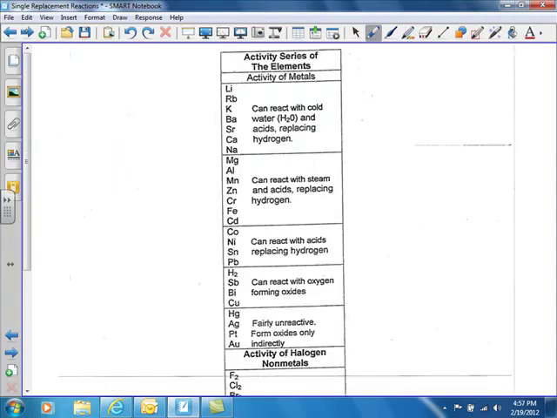I'm going to go to the next page because this will be a little bit larger. This should be the activity series that you should be finding. What this activity series basically shows is the list of most reactive elements to least reactive. So basically up here, these elements are the most reactive, and the elements down here are the least reactive.